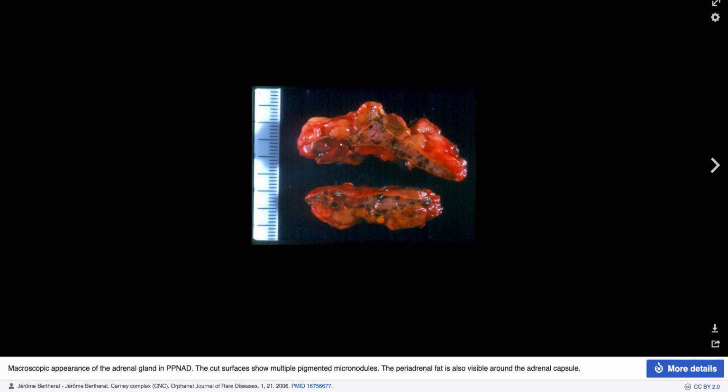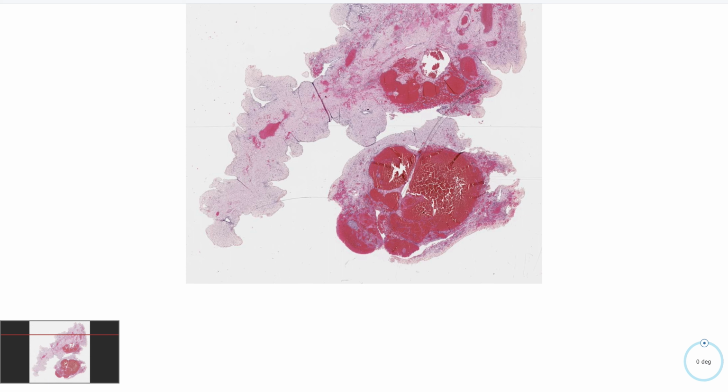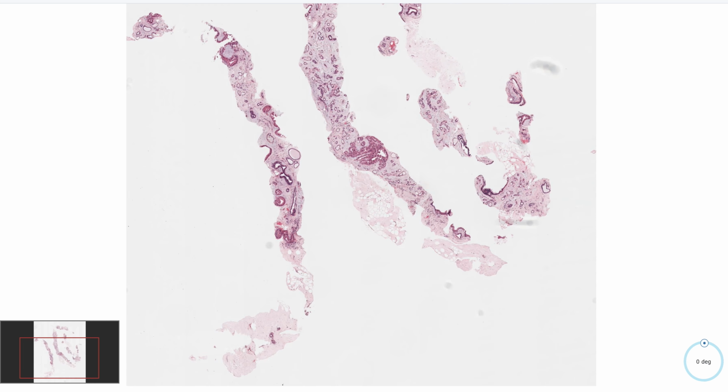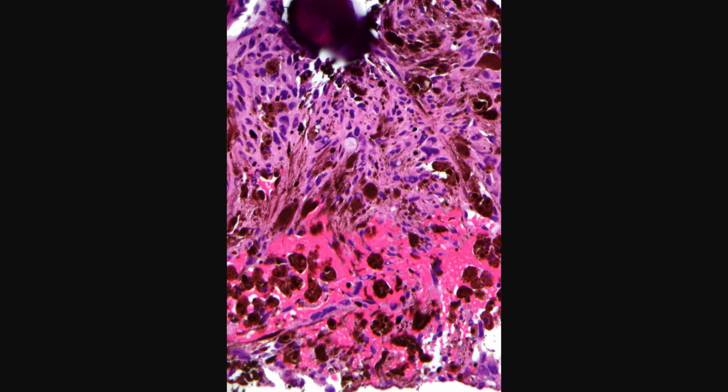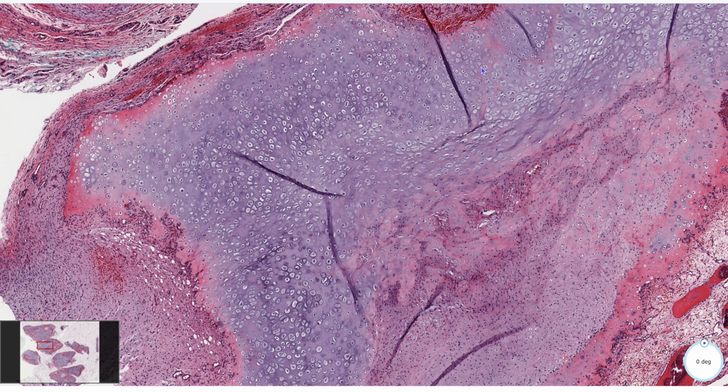So for Carney-Complex, just to sum up, you can get cutaneous myxomas, cardiac myxomas, myxoid fibroadenomas, psammomatous melanotic schwannoma, as well as primary pigmented nodular adrenocortical disease. Phew, now we got Carney-Complex, the complex things, out of the way. Let's talk about the Carney-Triad.